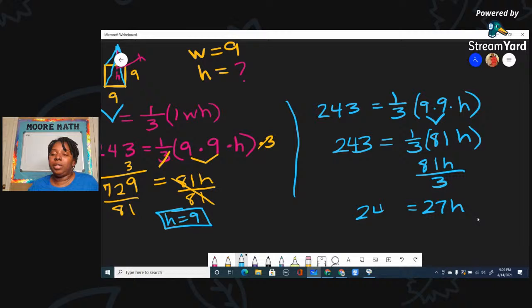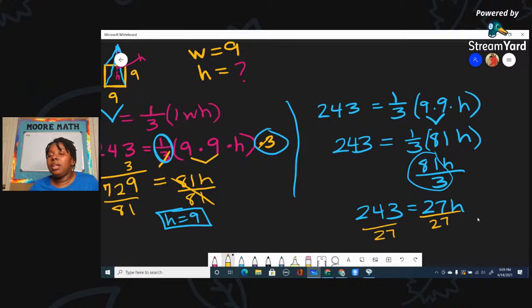equals 243. So if you don't like this method of multiplying both sides by 3 to get rid of that 1/3, you can absolutely just keep that 1/3 and do 81 divided by 3. And now divide by 27 on both sides so that you're left with h. And you're still going to get h equals 9. However you do it, you're still going to get that the height was 9.